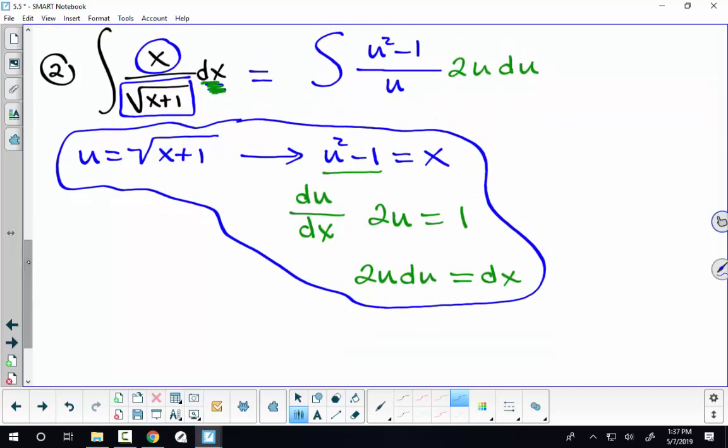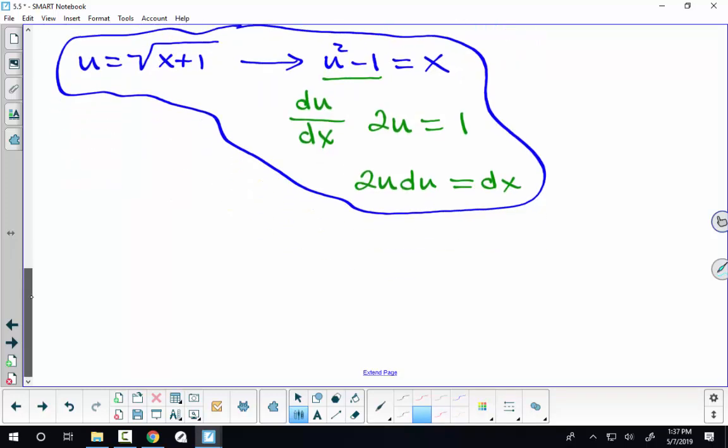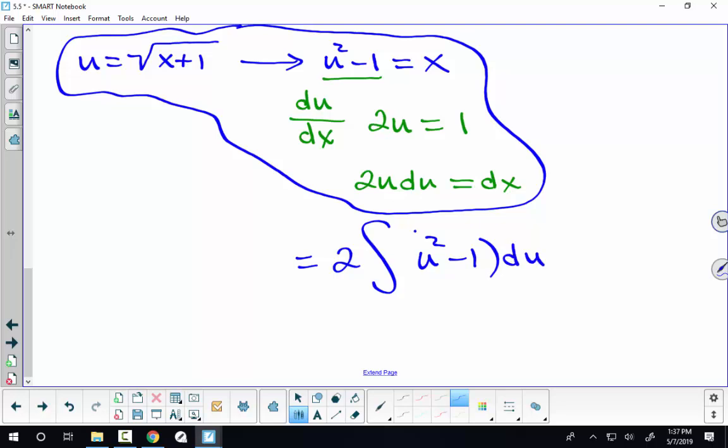Does anyone have any questions on where we're at? So notice from here then, this u divides that u. And I'll write it down here. What we're left with is 2 times the integral of u squared minus 1 with respect to u.